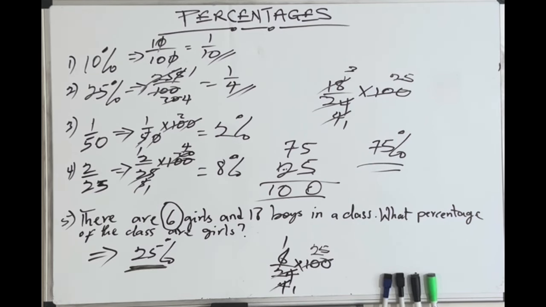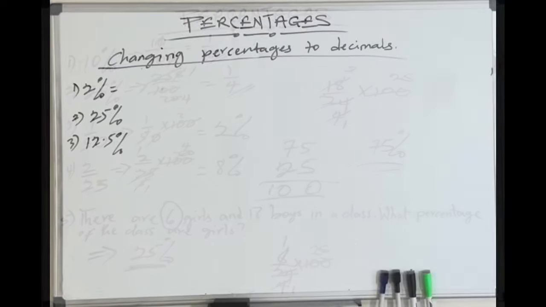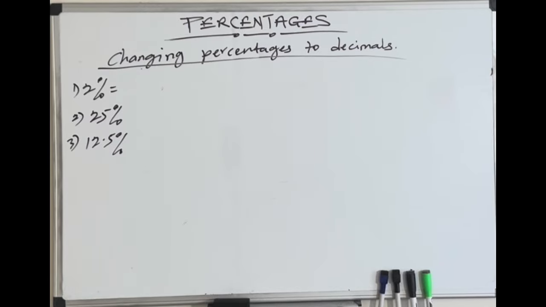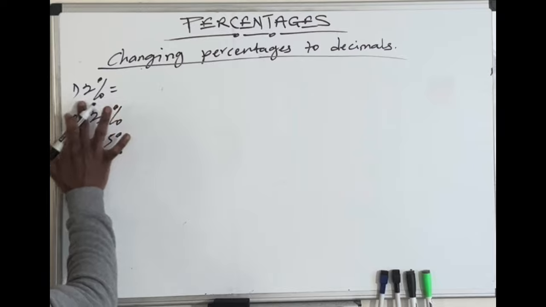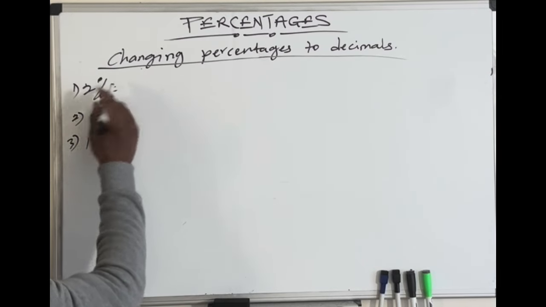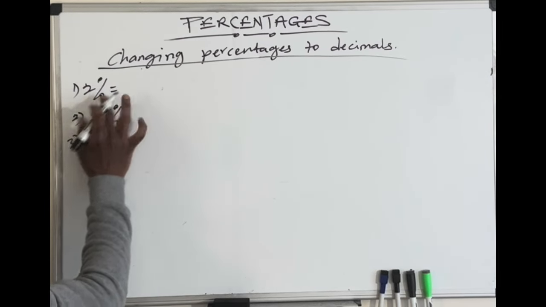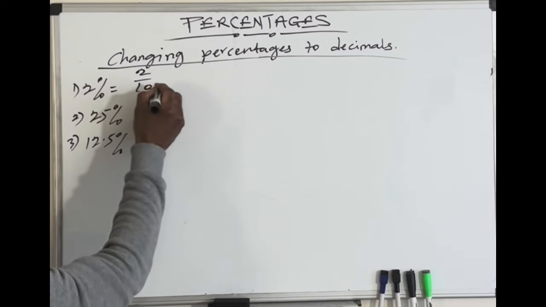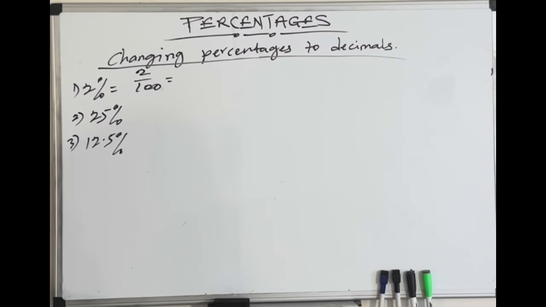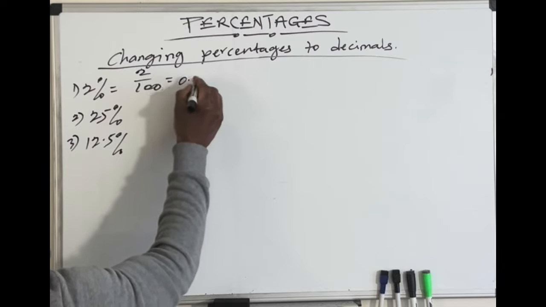So, changing percentages to decimals. To change a given percentage to a decimal, you divide by 100. We have a few questions here. To change a percentage to a decimal, you just divide by 100. So 2% can be written as 2 over 100. For the final answer, you punch in a calculator 2 divided by 100 and get 0.02.